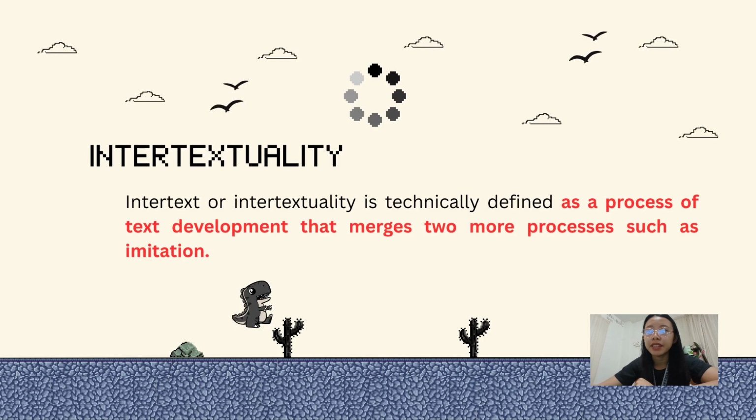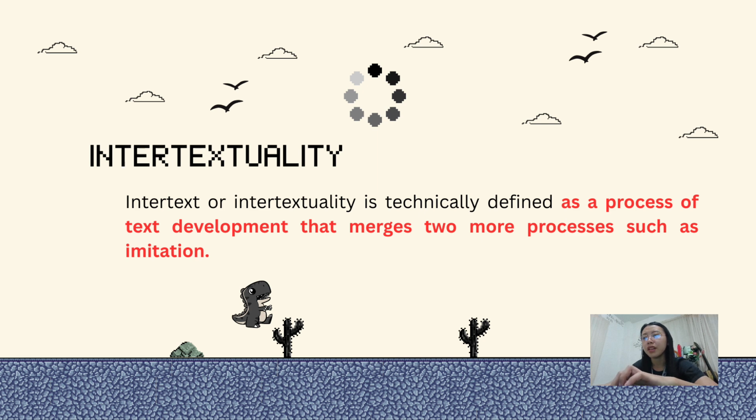Since we're done discussing hypertext, we will move to intertextuality. So by definition, intertext or intertextuality is defined as a process of text development that merges two more processes such as imitation. So intertextuality is when a text shows connection to another text. So na sila similarities sa mga ideas, sa themes, sa characters, or sa quotes.